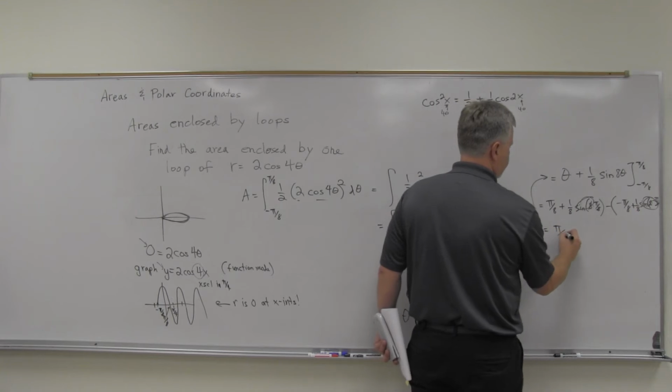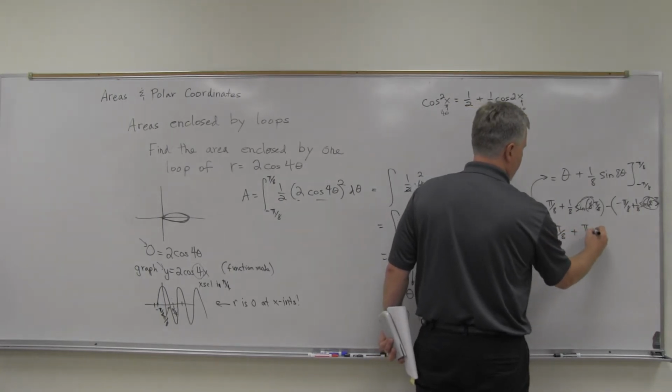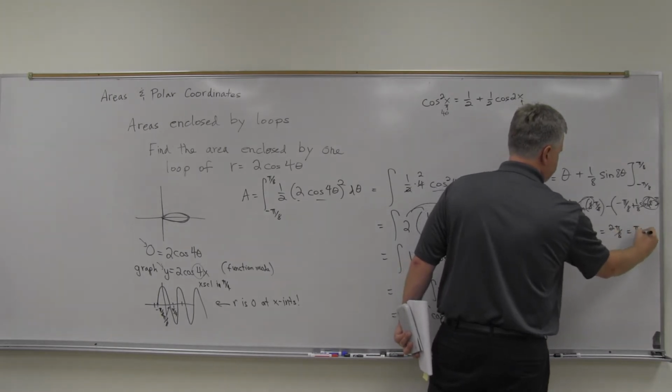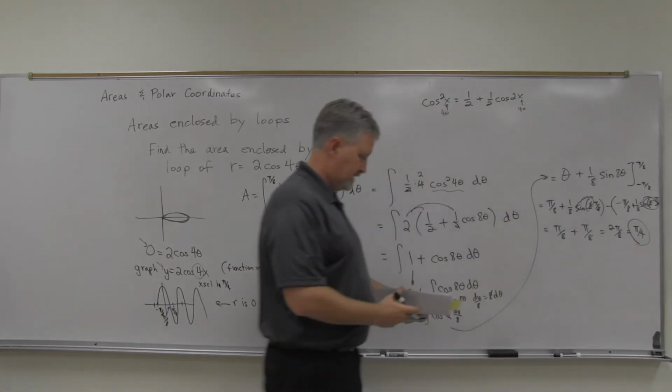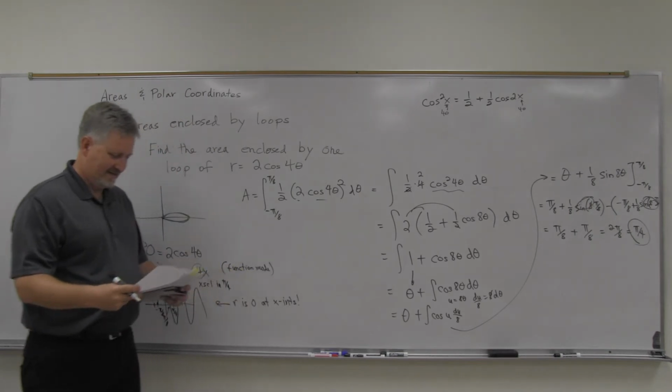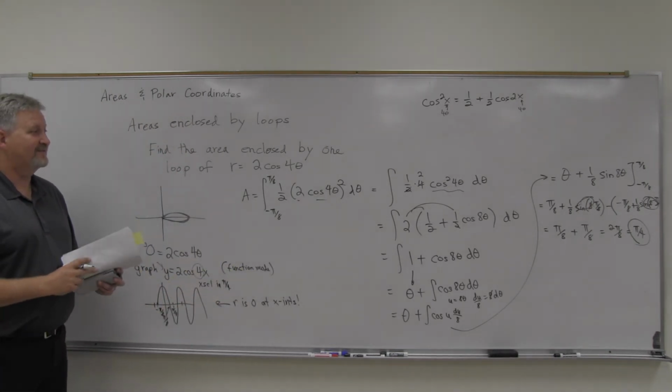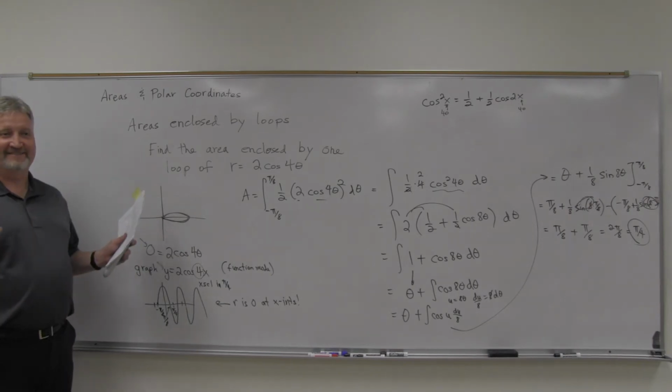So you've got pi over 8 plus pi over 8, 2 pi over 8, pi over 4. That's what I get. Let's see, yeah, that's what I got previously too, so we'll call that good. Any questions?